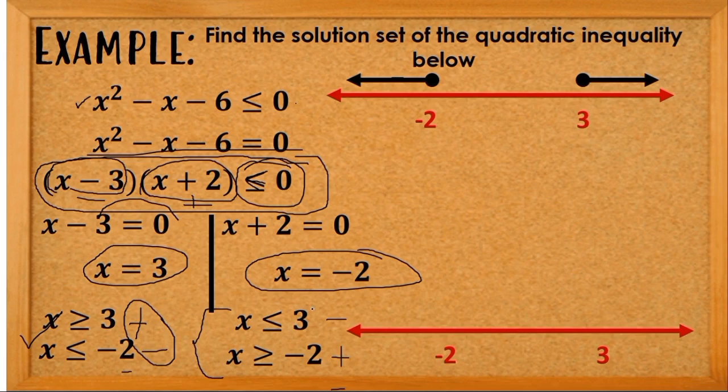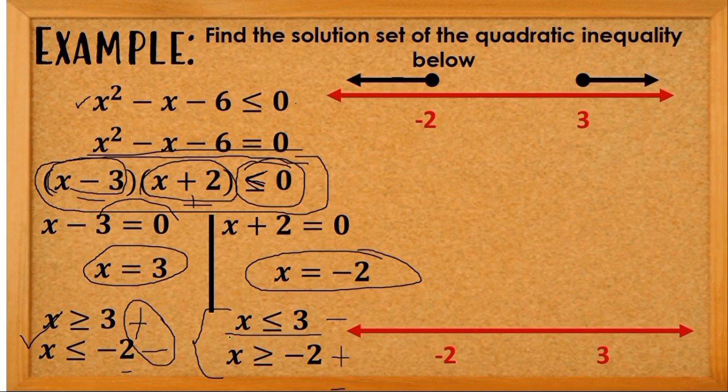This is the illustration of the solution set. The critical points are negative 2 and 3. Make sure that when you place the critical points, they are properly arranged based on the number line. You cannot place 3 here or negative 2 here because it does not follow the number line. So you must begin on the left side with the smaller number and on the right side with the bigger number.